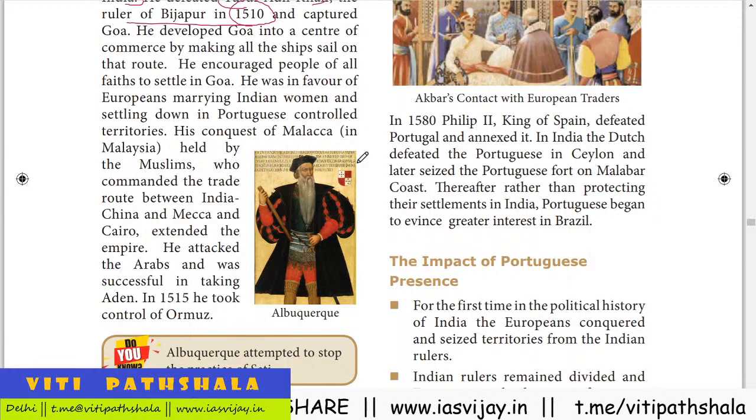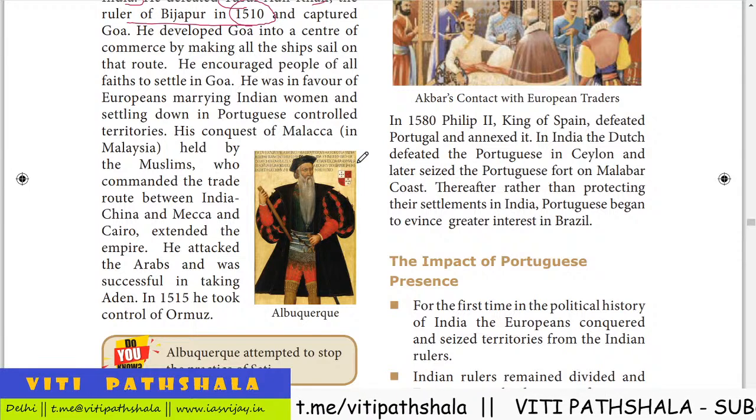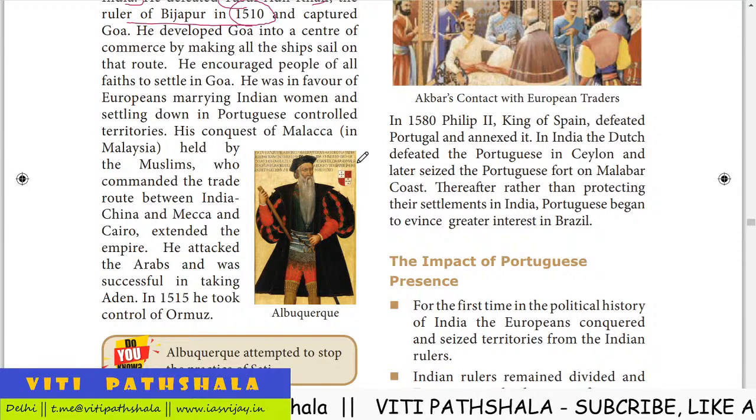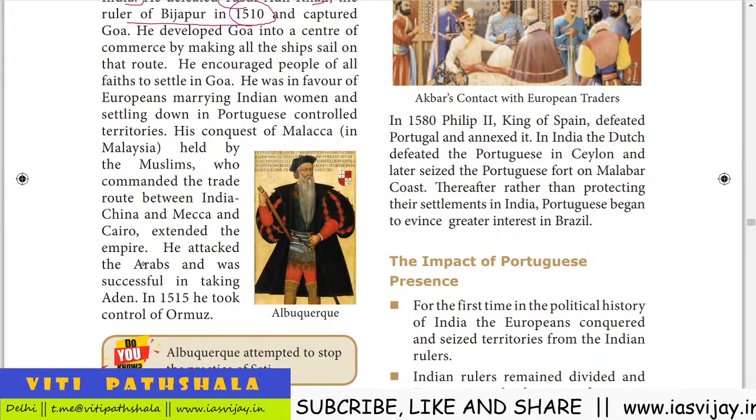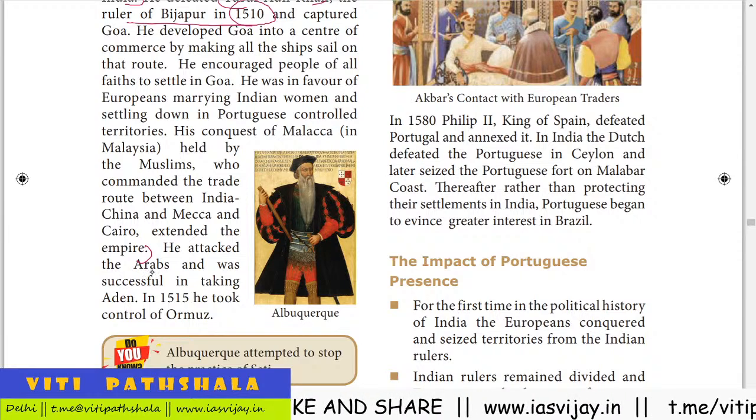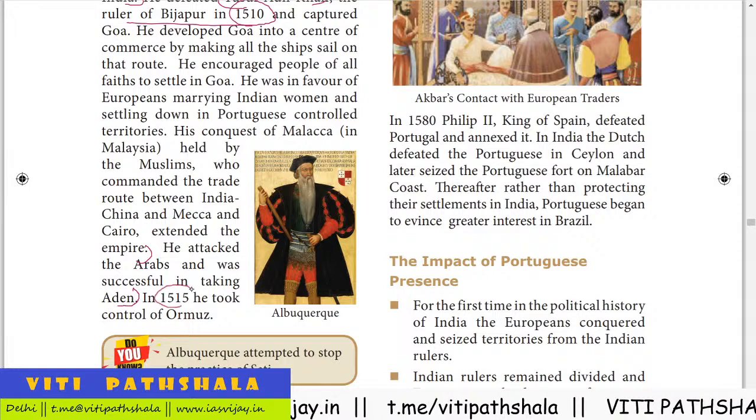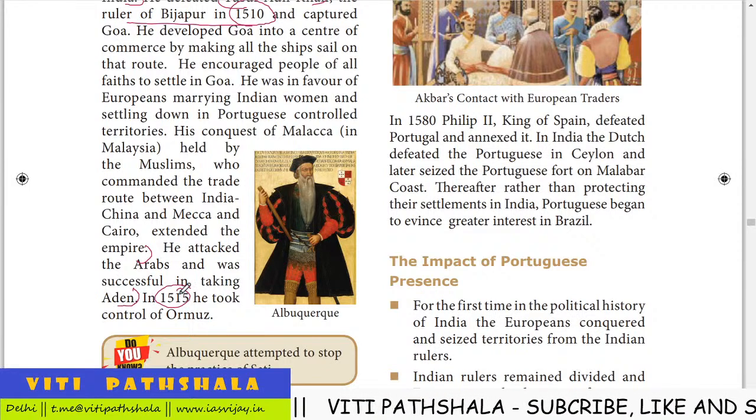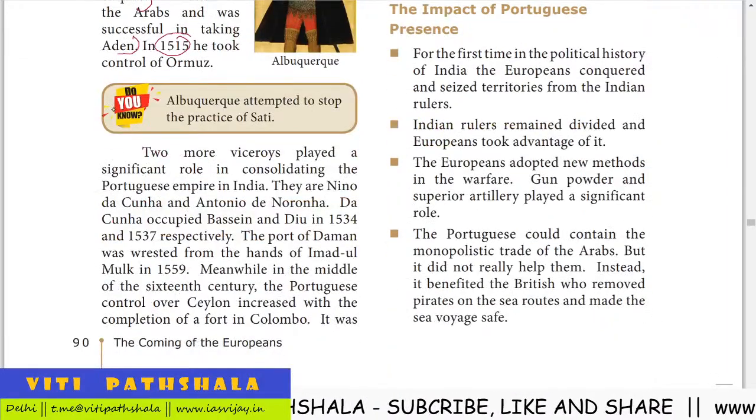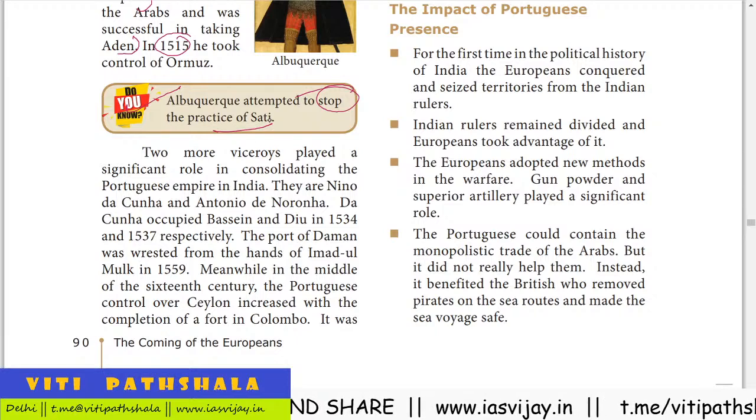His conquest of Malacca in Malaysia, held by the Muslims, who commanded the trade route between India and China and Makkah and Cairo, extended the empire. He attacked the Arabs and was successful in taking Aden. In 1515, he took control of Ormuz. Now, Albuquerque himself attempted to stop the practice of sati.